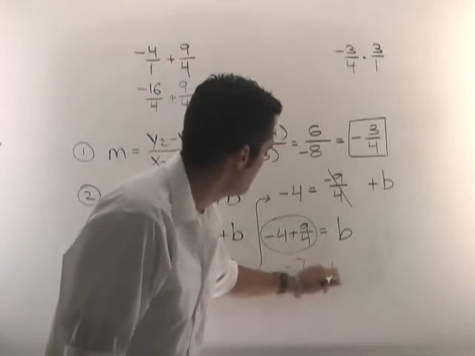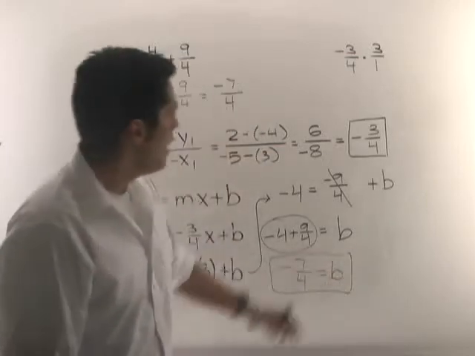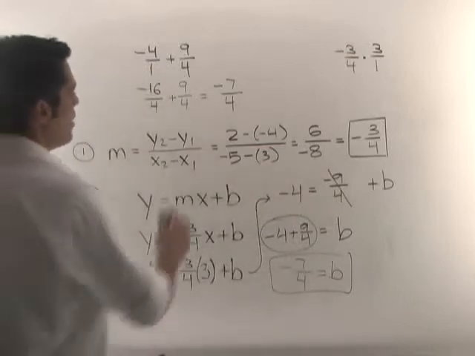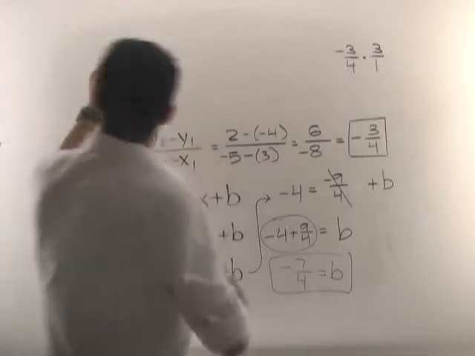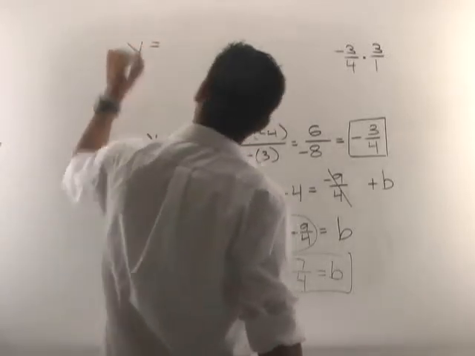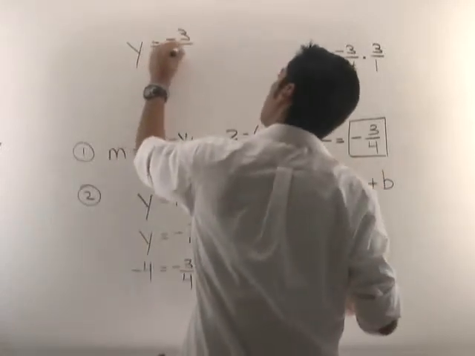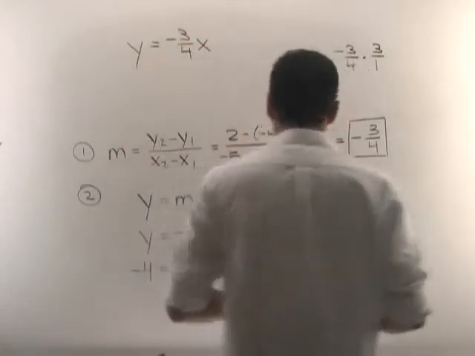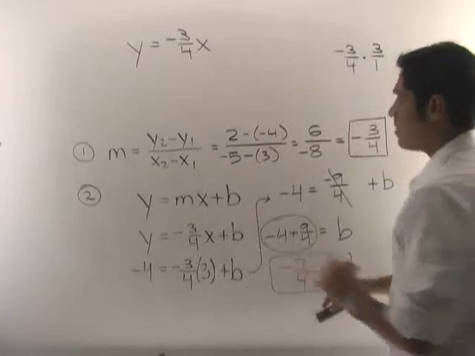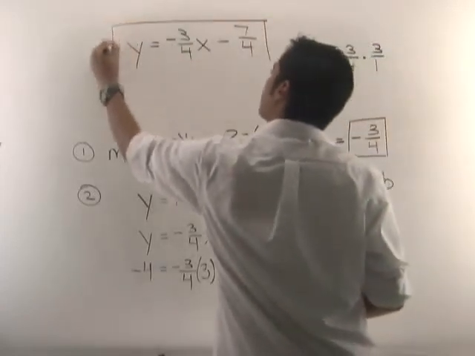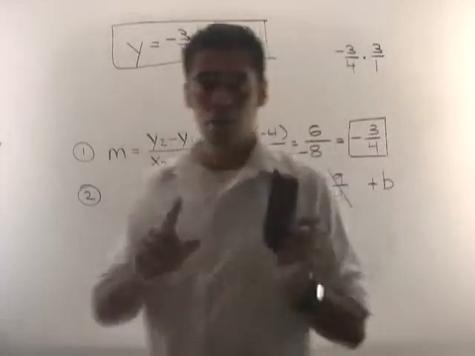And that's our b. So now we have b, and we also have our m, and so we're ready to go back and write our final equation of our line. So we have y equals mx plus b, negative 3/4 x plus b, but b is negative 7/4, so I go minus 7/4. And that is the equation of the line through those 2 points.